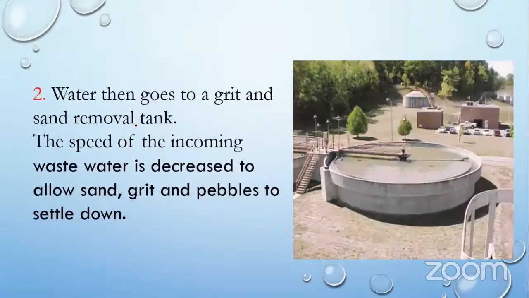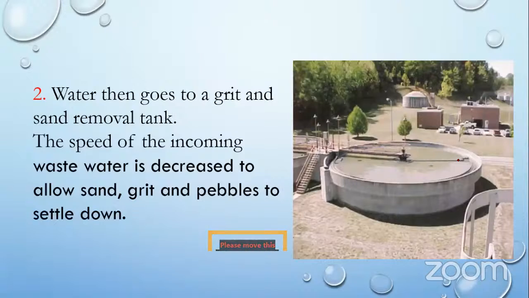Then, this is the second step. From there, water goes to a grit and sand removal tank. The speed of the incoming wastewater is decreased to allow sand, grit and pebbles to settle down. The water comes into a big tank and is let out slowly. So all the sand, dust, pebbles, meaning small stones, will settle down. They will go downwards and somewhat clean water will be upside. This also comes under the physical process.